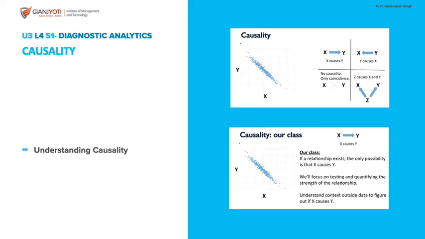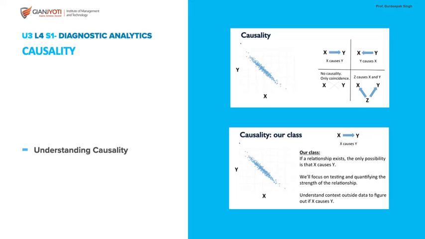Now for this lesson, for our class, what we'll be looking at from this scatter diagram is that x causes y. That means if a relationship exists, the only possibility that we are looking at is that x is causing y. And we'll focus on testing and quantifying the strength of the relationship. When we say x is causing y, whether that makes sense or this is just a coincidence. So that is what we will be trying to see in this lesson, quantifying the strength of this relationship.